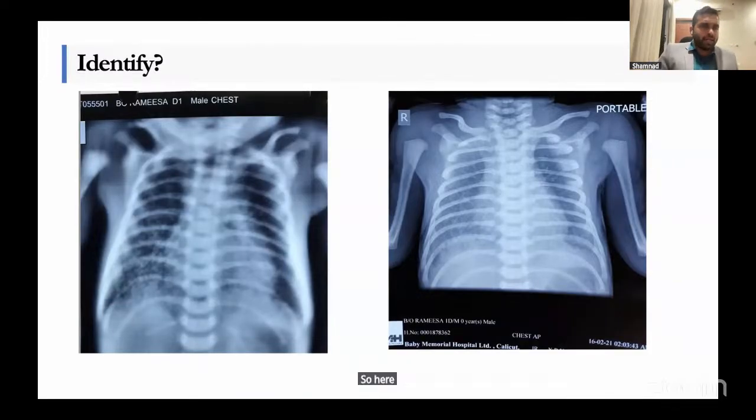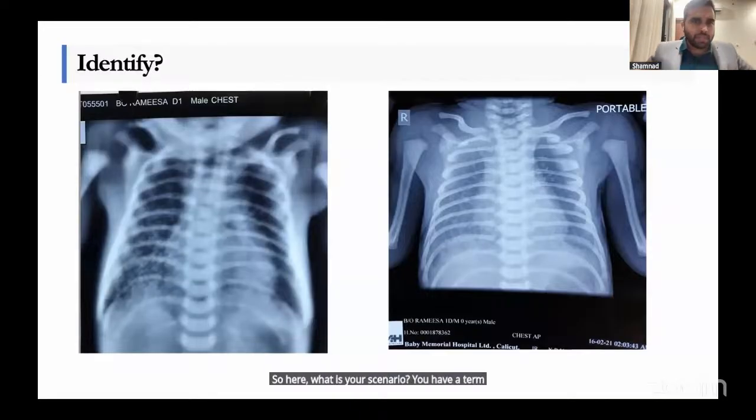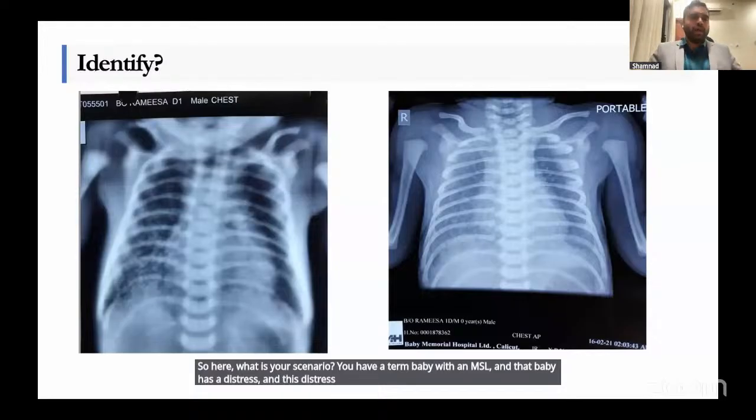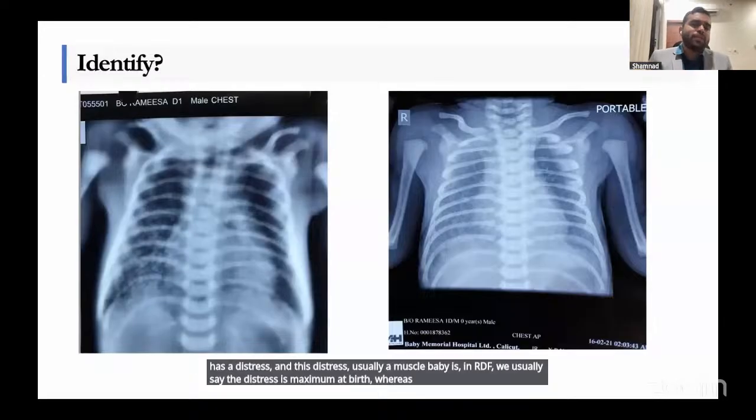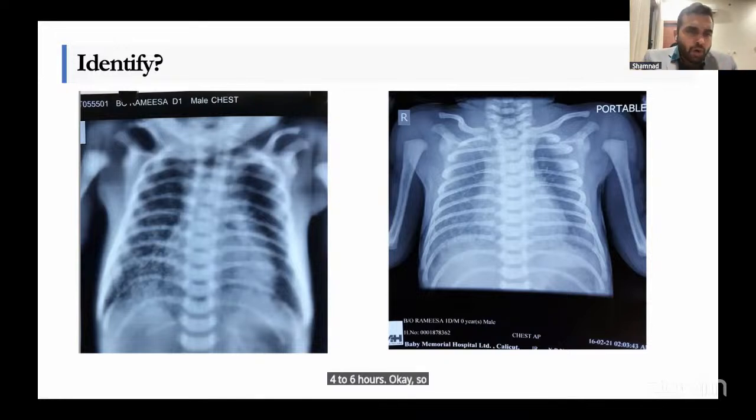So here, what is your scenario? You have a term baby with an MSL and that baby has a distress. And in RDS, we usually say the distress is maximum at birth, whereas in MAS, conventionally, the distress usually begins at somewhat like 4 to 6 hours. So here, compared to an RDS, what is the first striking thing in your X-ray?